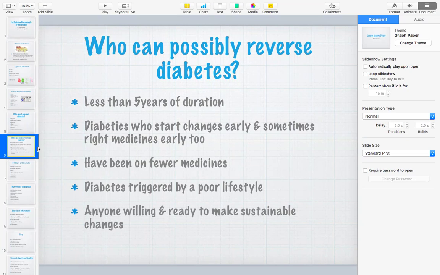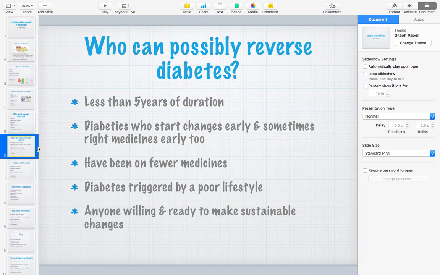We cannot just suddenly say, okay, sari dawaiyan band kar do, which a lot of people do, unfortunately. But at the end of the day, the patient is the one who falls into trouble when you stop all medications suddenly. Okay. Diabetes which is triggered purely by a poor lifestyle, if there are no other conditions, then it's actually very easy to reverse it. Of course, if the person agrees to correct the lifestyle.